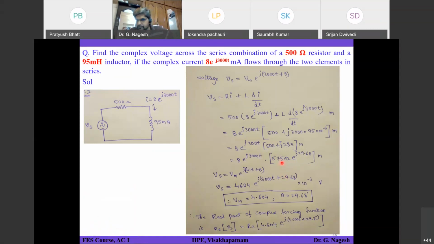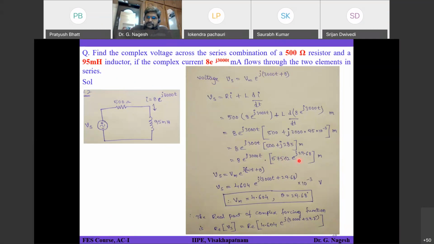507.52 into cos 29.68 plus j sin 29.68. That is rectangular format. Polar format means you represent the magnitude at an angle of 29.68. Polar means it is r at an angle of theta.